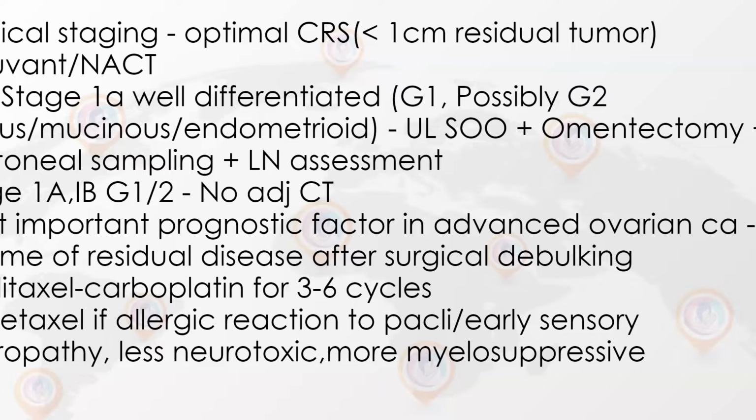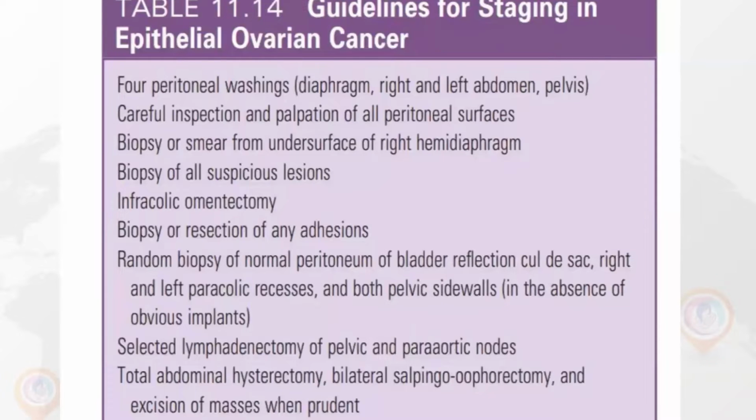So in case the patient has an allergic reaction to paclitaxel or has an early sensory neuropathy, you can go for docetaxel, because docetaxel is less neurotoxic and is more myelosuppressive. So this is what we do in case of a staging surgery for epithelial ovarian cancer.